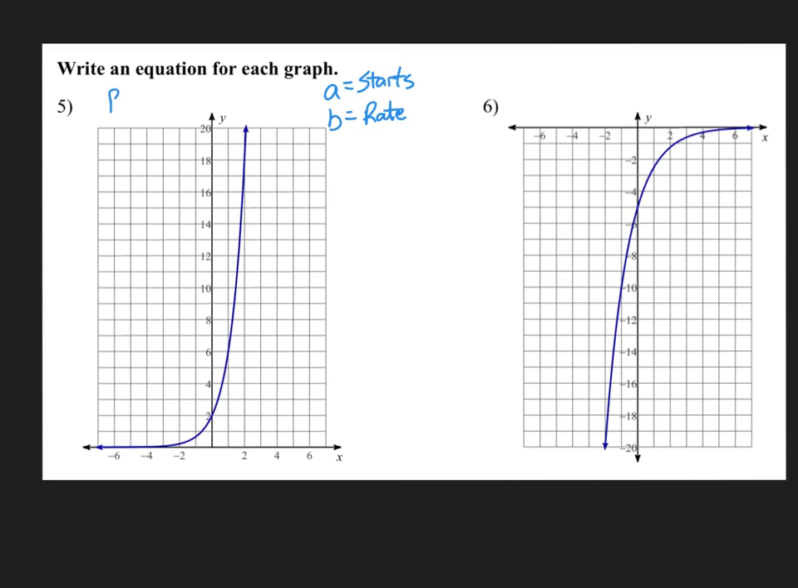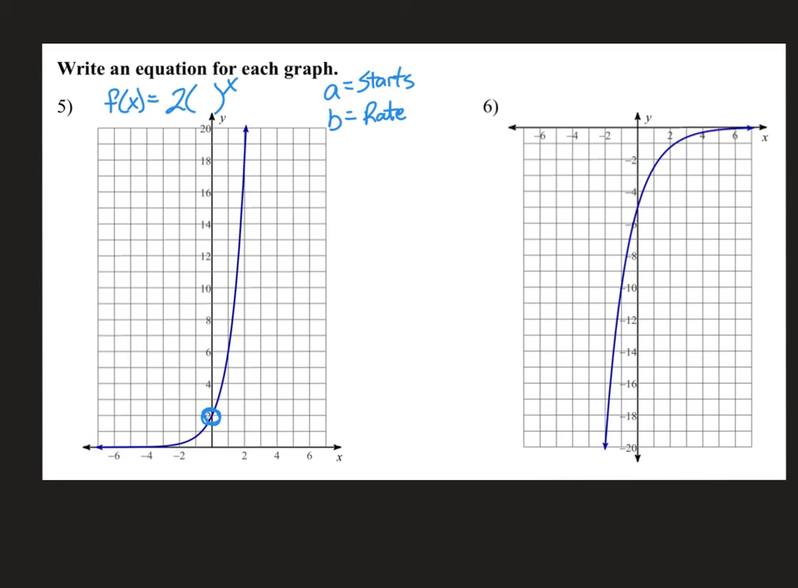This one will be f of x. Let's identify where it starts. What is the 0 value? When x is equal to 0, what is our y value? In this case, that's 2. Which means the a value of our function is 2.